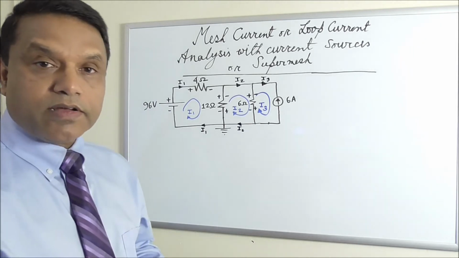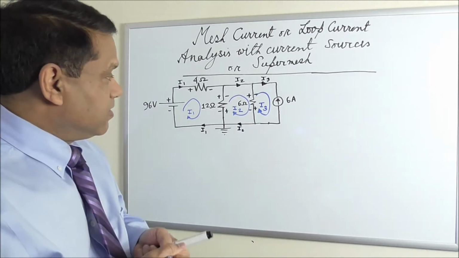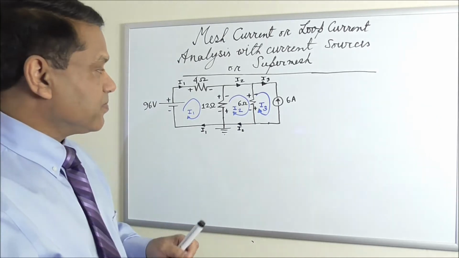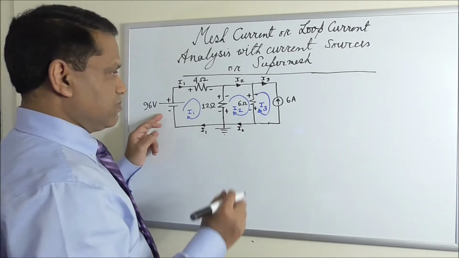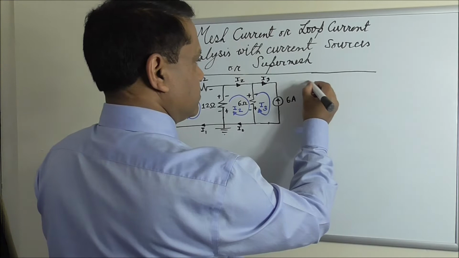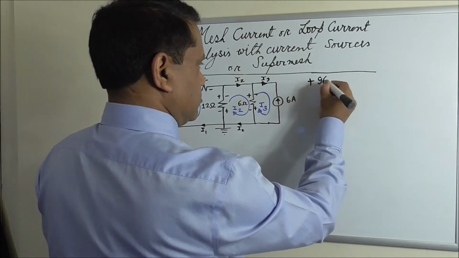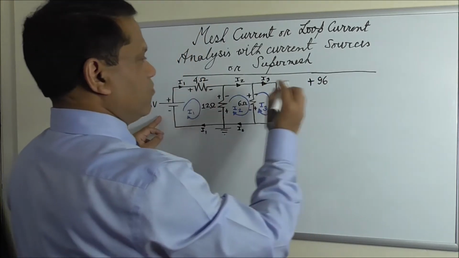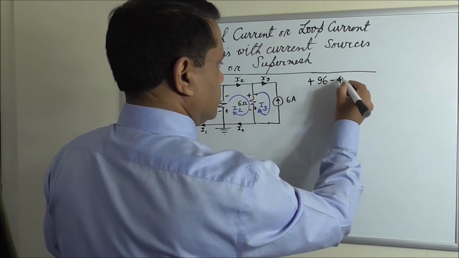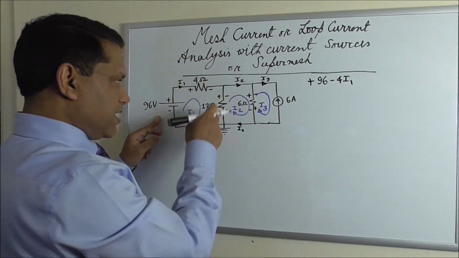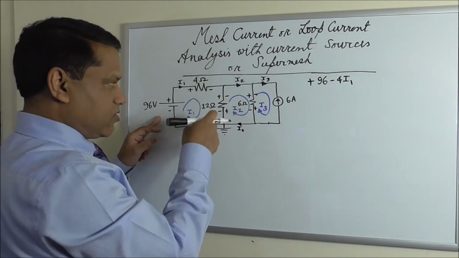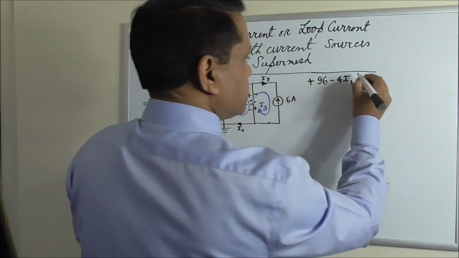Now let's write down the KVL equations as we do for mesh current analysis. So for this loop, if we start from this node, we go clockwise, it's plus 96 voltage rise. Here it is minus 4I1. It's a drop. If we're considering current is I1 minus I2, so it is a drop this way, so minus 12.